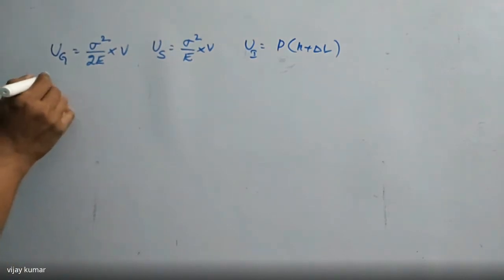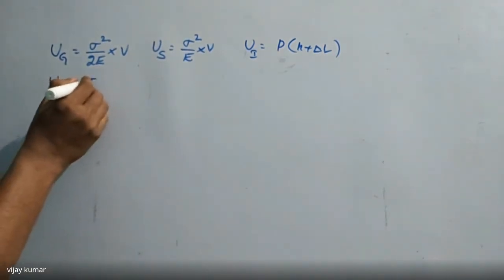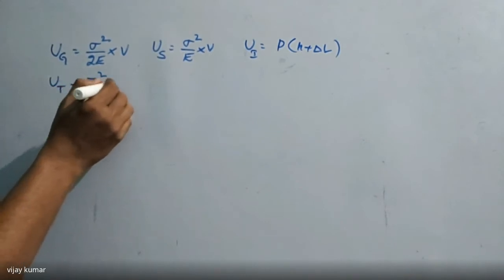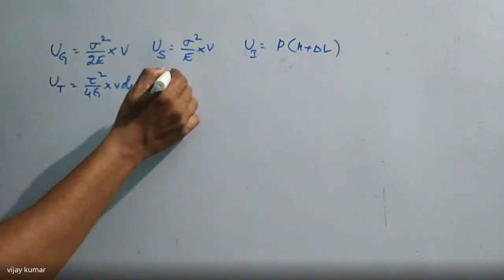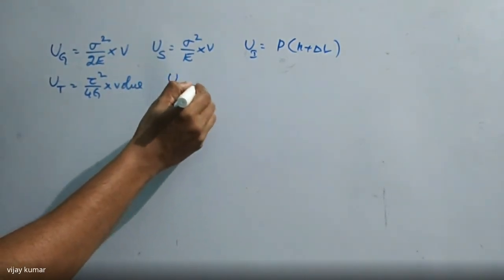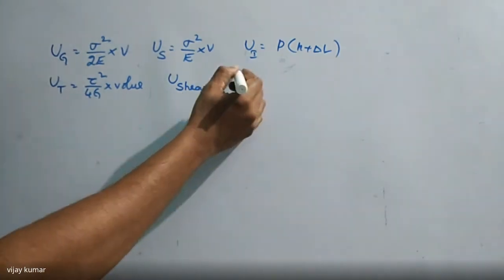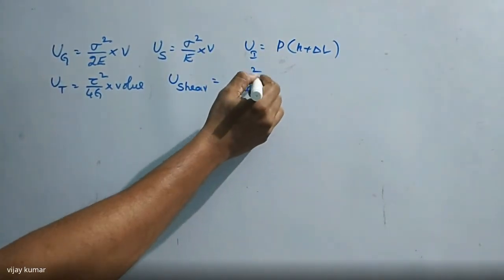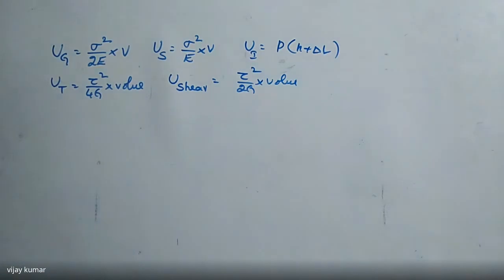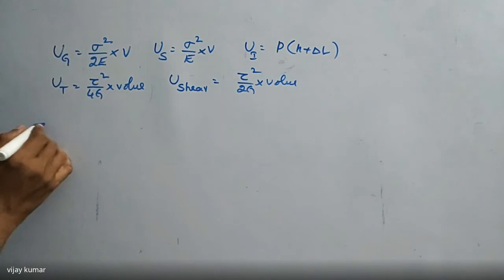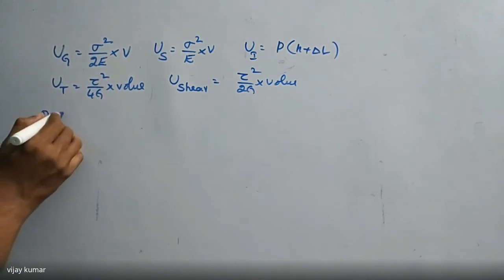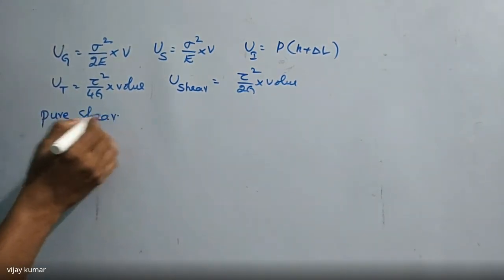And strain energy in torsion is equal to tau square divided by 4 times G into volume. So these are the strain energy formulas for different cases. And next I'm going to give you strain energy under pure shear. Under pure shear, simply you can write tau square divided by 2G into volume. I'll give you a simple explanation of how to calculate this value. For the case of pure shear, what is the value of strain energy?